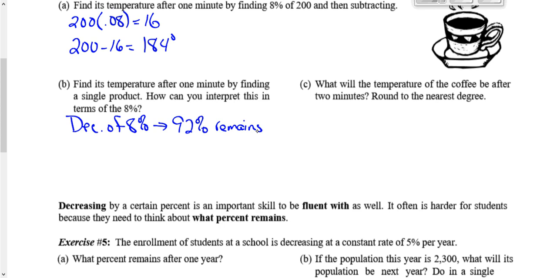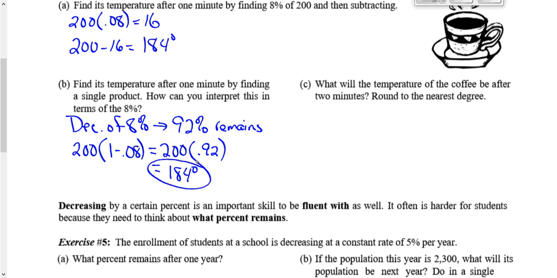Anyway, so we'd start with 200 times 1 minus 0.08, right? And what's 1 minus 0.08? 0.92. So what's 200 times 0.92? Hey, how about that? The same we got up there. 184 degrees. So you see the distinction here?